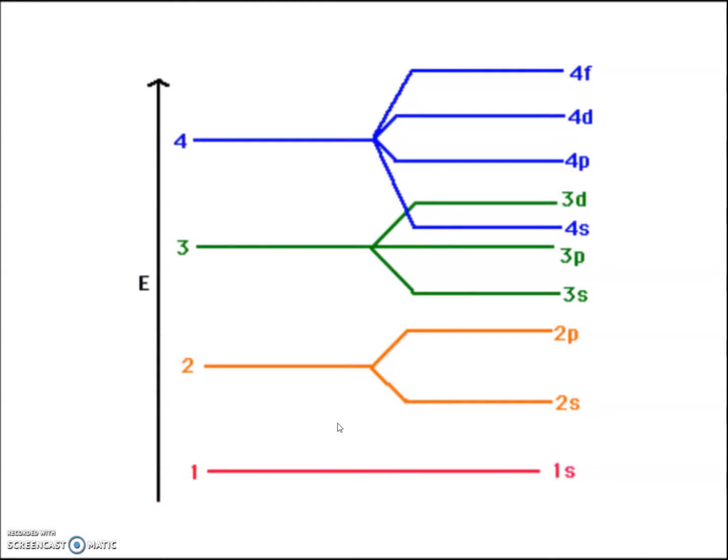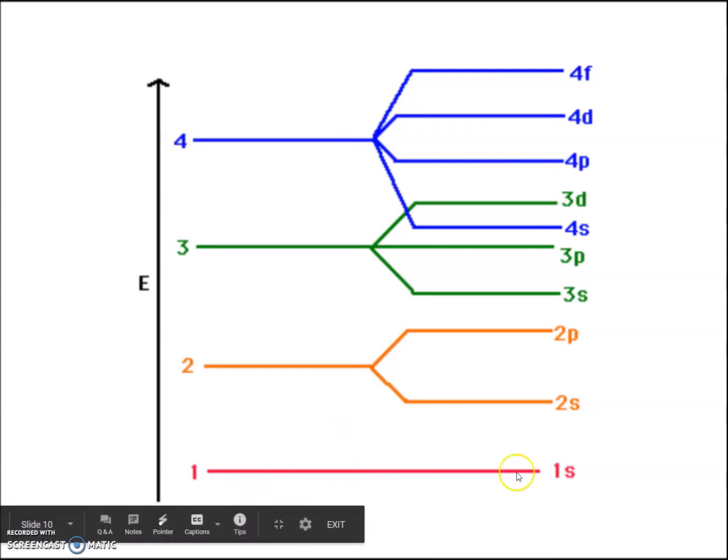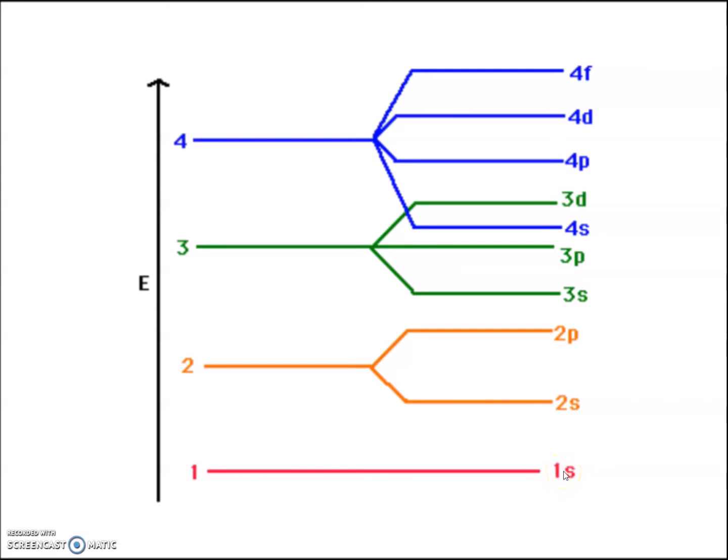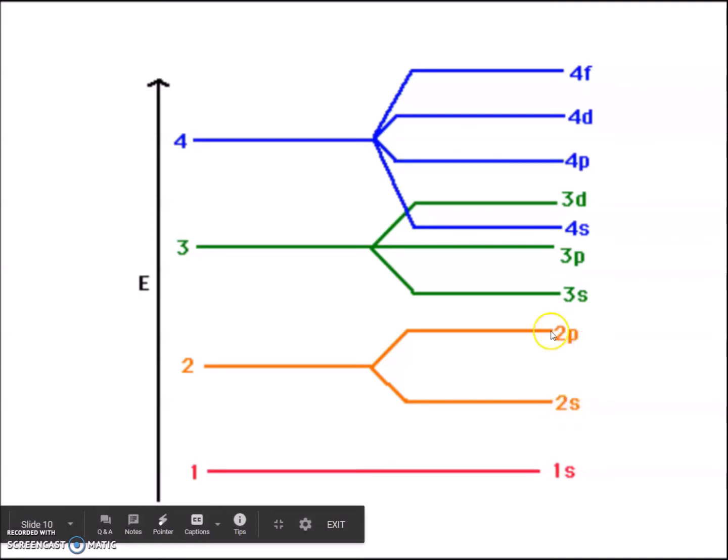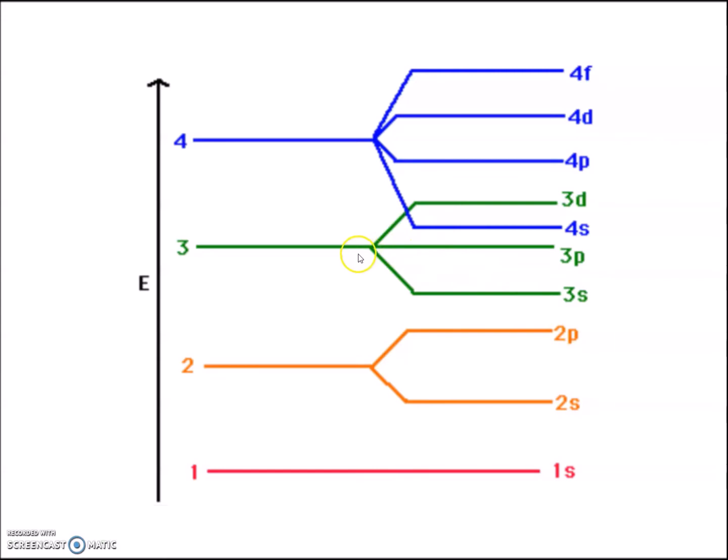Here's a simple graph that shows the order that you fill sublevels in. Remember, the first principal energy level only has one sublevel, the 1s, and that is indeed the lowest energy level found. The second principal energy level has both the 2s and the 2p sublevels. And the third principal energy level, shown in green here, has the 3s, 3p, and 3d sublevels. But it just so happens that one of the sublevels from the 4th principal energy level, the 4s, is slightly lower in energy than the highest energy of the sublevels in the 3rd principal energy level. Thus, the 4s fills before the 3d sublevel.